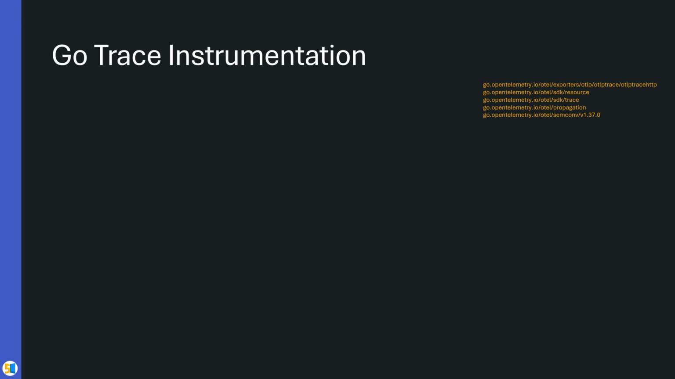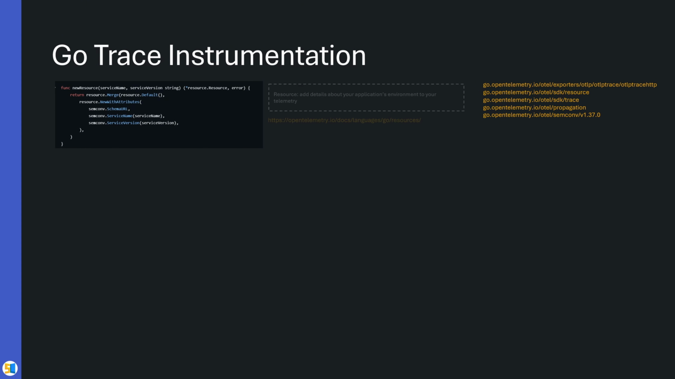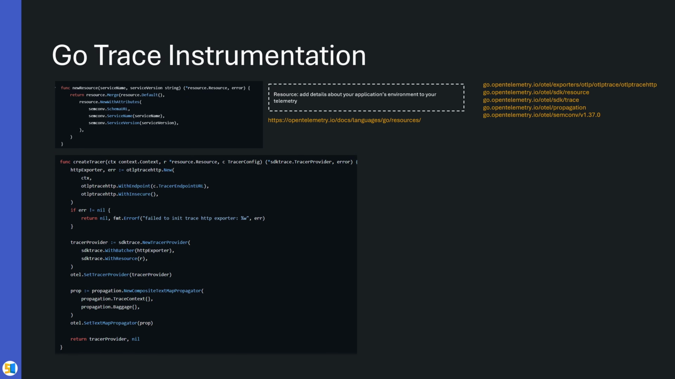And in Go, we can instrument the trace using these libraries that are provided by the SDKs. So first, we can generate a resource. A resource can add details about our application's environment to our telemetry. For example, we want to give information about the service name and service version of our applications. And then we can have functions to create a trace.